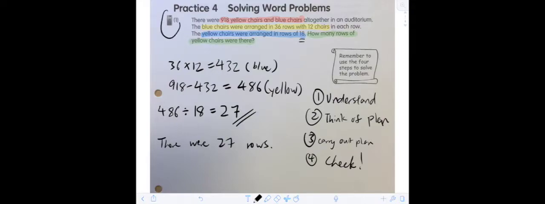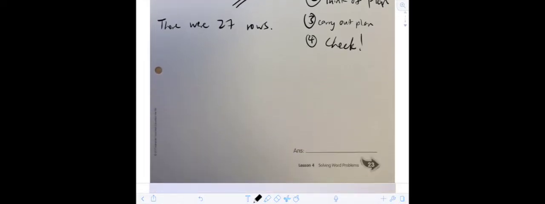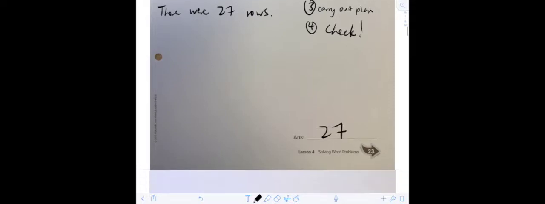Now please take note for the practices that you're doing. Whenever you see a calculator mark up here, it means that you can use the calculator. Now we're going to move on to the next question, question 2.